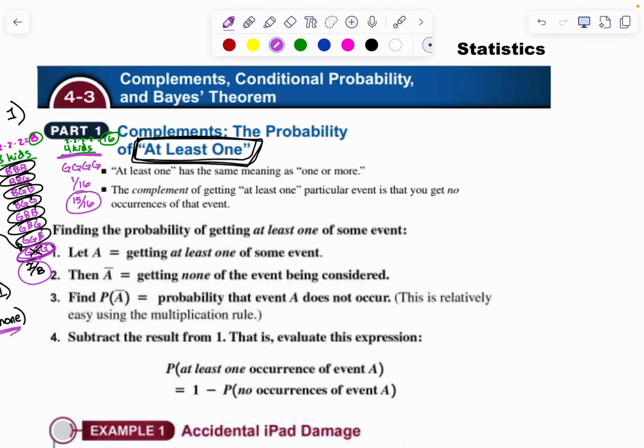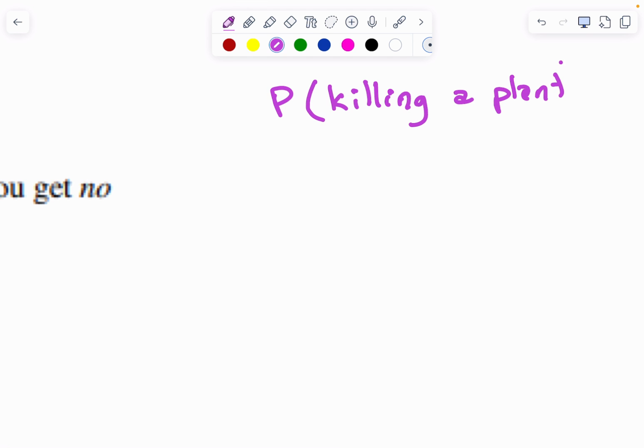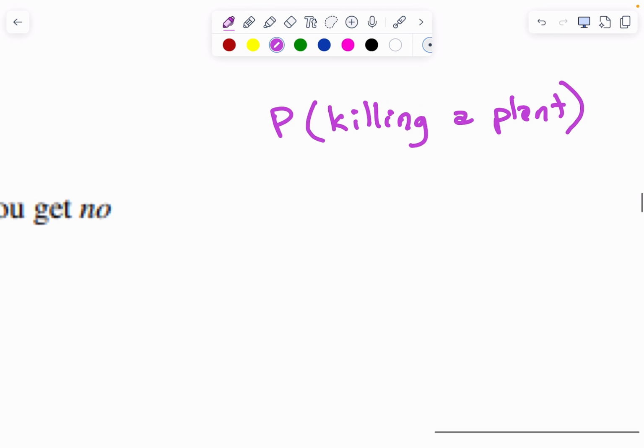Ready? The probability of me killing a plant is 0.9. I have a 90% kill rate for plants. That's being generous. I have a very high kill rate for plants. I just don't have the time, or I forget about them and I don't water them and then they die. So my kill rate for plants is 0.9. If I have 5 plants.